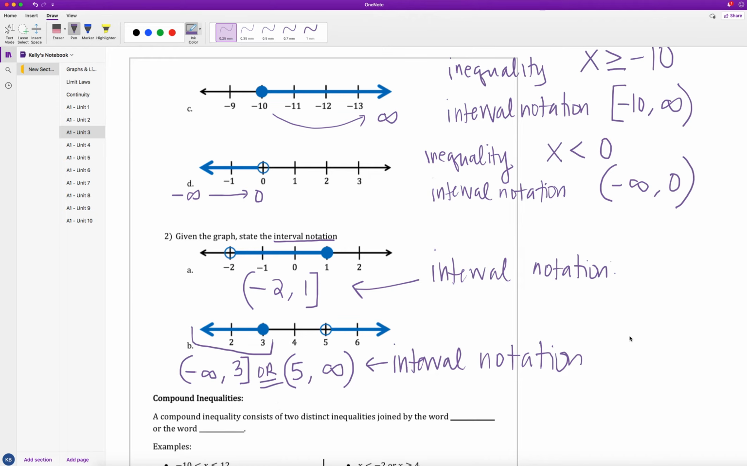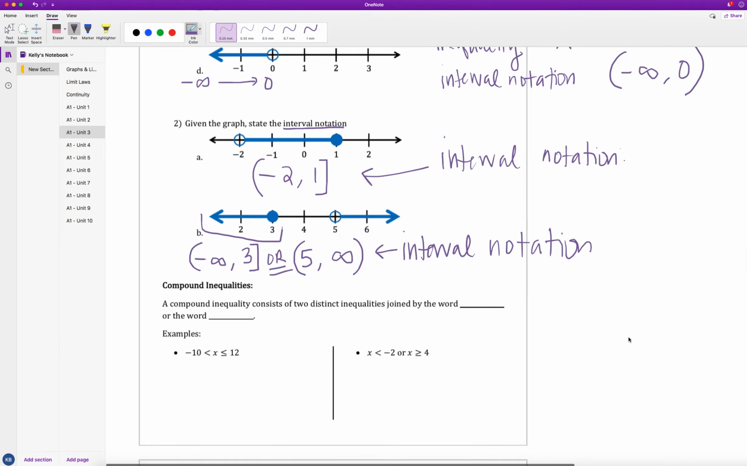These last 2 graphs actually lead us into what compound inequalities are. In these 2 examples, they were each dealing with a compound inequality. A compound inequality consists of 2 distinct inequalities joined by the word and or by the word or. So our first example is what we call an and compound inequality, and I'll explain that in a second. Our second graph here, as we talked about, is what we call an OR inequality.